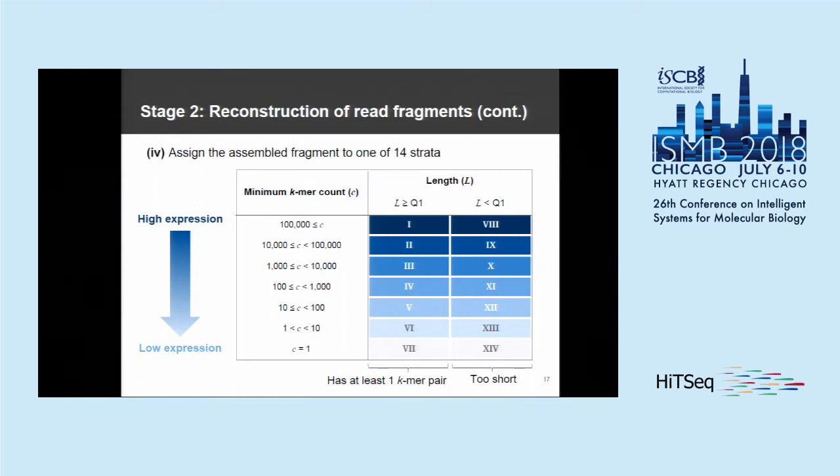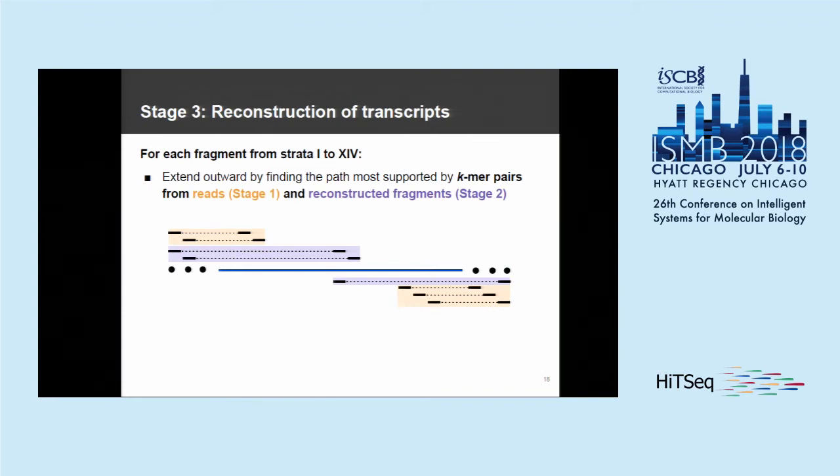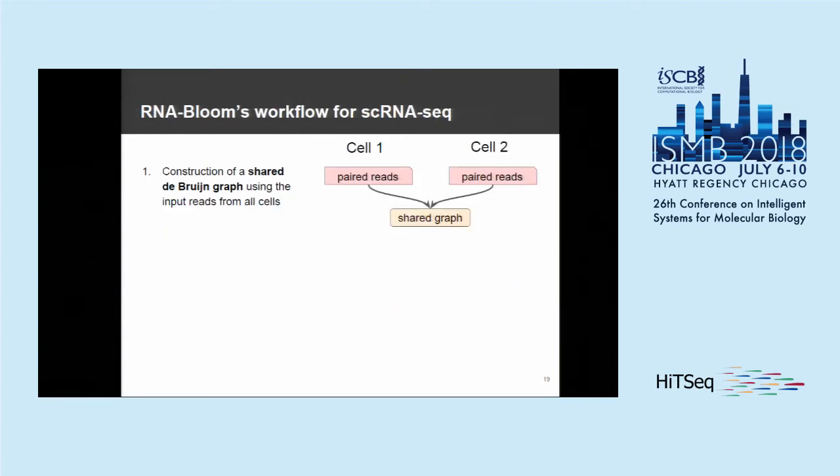Finally, in the last stage of the program, it will attempt to extend the reconstructed fragments in both directions. The way it works is it will use the k-mer pairs from the reads and the k-mer pairs from the reconstructed fragments to guide the reconstruction process. And this is how transcripts are reconstructed in RNA-Bloom.